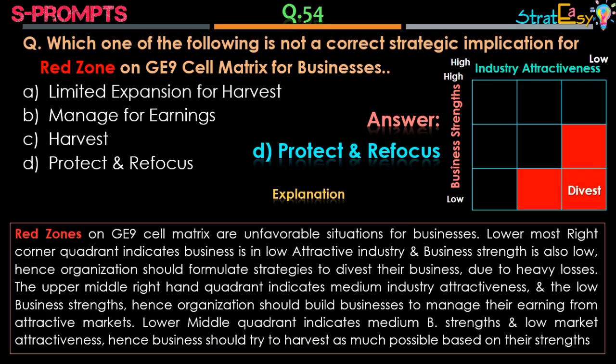Hence, organizations should formulate strategies to divest their businesses due to heavy losses. The upper middle right-hand quadrant indicates medium industry attractiveness and low business strength. Hence, organizations should build businesses to manage their earnings selectively in the attractive markets. And the lower middle quadrant indicates medium business strength and low market attractiveness. Hence, businesses should try to harvest as much as possible based on the strengths.